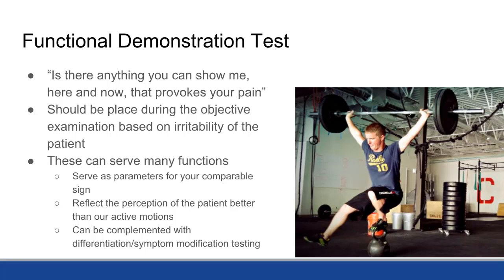Now, some things that this can serve: it serves as parameters for a comparable sign. Make this measurable. This is huge. If they can show you what brings on the pain and you can make a change to that objectively, it gets so much buy-in, so much knowledge that you're truly affecting their symptoms. Also, it helps reflect the perception of the patient that we care about what they say. And in addition, it can give you some ideas about maybe doing some differentiation testing or even some symptom modification testing in the objective examination to give you some more ideas of what might be going on.